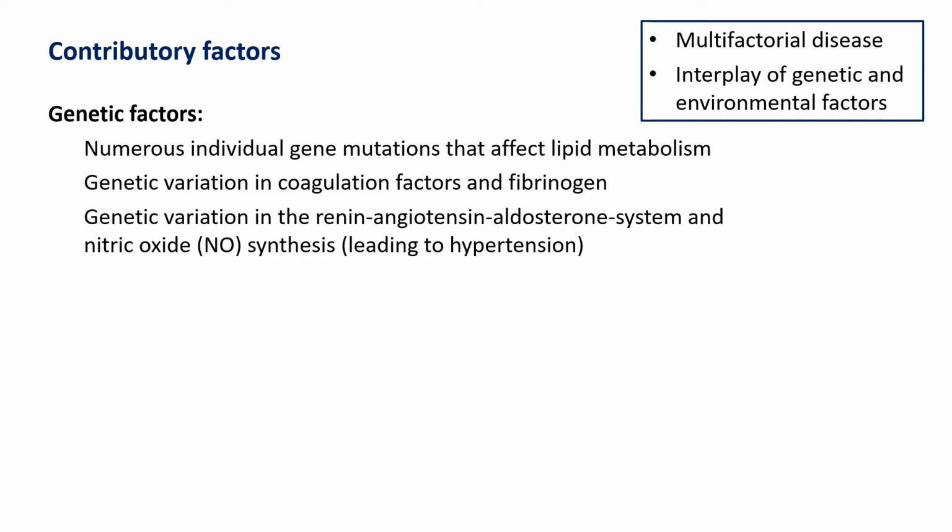RAS, if we have genetic variation in RAS, we have the potential for hypertension. And hypertension could be a key factor. Think of that turbulent blood swirling around. It's going to be even more turbulent if it's at a high pressure.